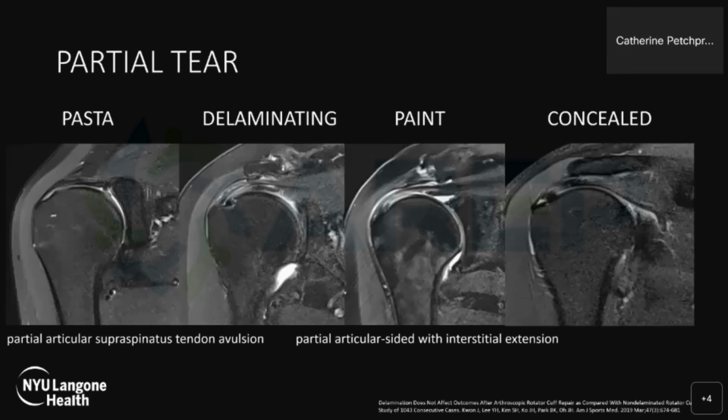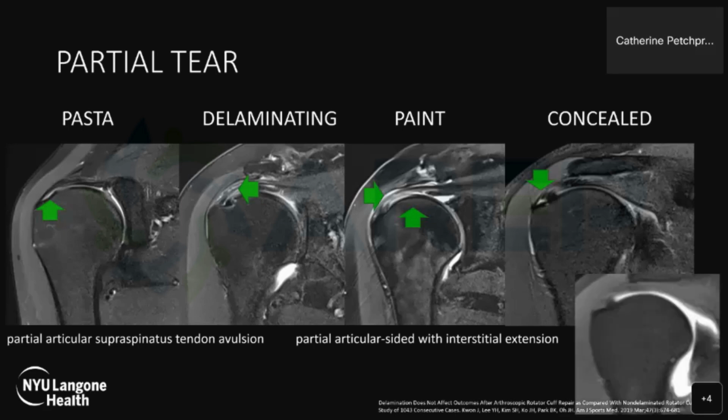Partial tendon tears come in a number of varieties. The PASTA lesion, or partial articular supraspinatus tendon avulsion, involves the articular side of the tendon at its footprint. Delaminating tears cause horizontal splits within and between tendon fibers. PAINT lesions, or partial articular-sided tears with interstitial extension, are articular-sided partial tears with tendon delamination. And concealed footprint tears are tears within the substance of the tendon, which don't extend to the articular or bursal side, and therefore can't be seen at arthroscopy or on MR arthrography.